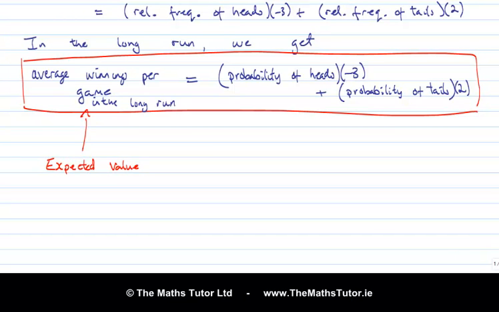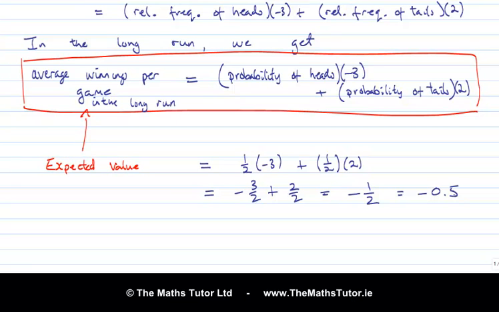So now what's the probability of heads? Well, the probability of heads is a half. And we have minus 3. And the probability of tails is a half times 2. And let's work that out, and we get minus 3 over 2 plus 2 over 2, which is minus a half, or minus 0.5. And that's what we saw happening in the Excel sheet, that in the long run, the average winnings per game tended to be around minus 0.5. Okay, so what we've done here is one particular example of working out the expected value.